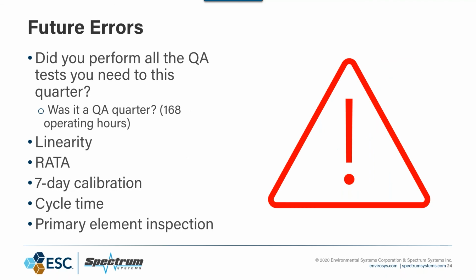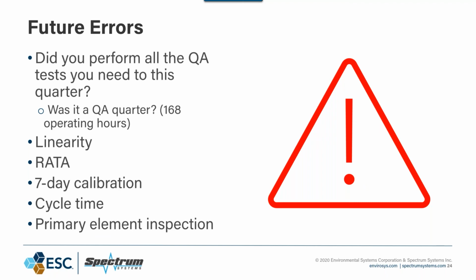Now, just because you generate an EDR and produce no errors for the current quarter doesn't mean you can't produce future errors in the next reporting quarter. So one of the things you're going to want to ensure you're on top of is: were all your quality assurance tests performed in the time span that was appropriate? Stepping back, was the last quarter even a QA quarter? Because then you may not have to worry about it, but any QA tests that need to be performed may not show up as an error in the current quarter, but can produce errors in future quarters. Missing linearities, missing RATAs.